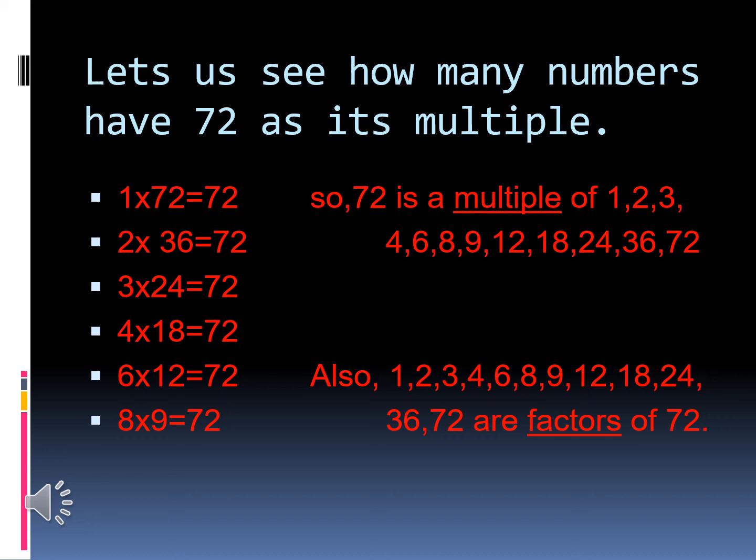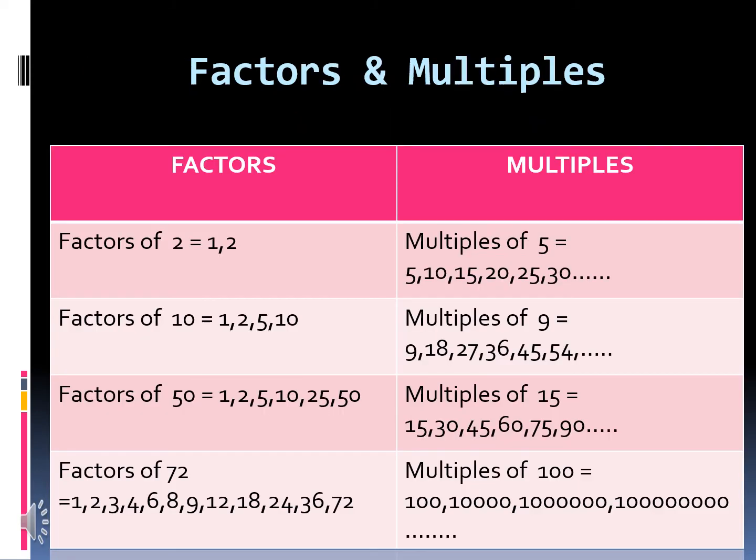So 72 is a multiple of 1, 2, 3, 4, 6, 8, 9, 12, 18, 24, 36 and 72. Also all these numbers 1, 2, 3, 4, 6, 8, 9, 12, 18, 24, 36 and 72 are factors of 72. Now let's observe a few properties of factors and multiples. On one side you are looking at the factors of different numbers, and on the other side we have written the multiples of different numbers. Now let's start with the first example.